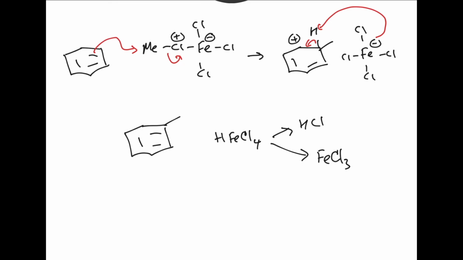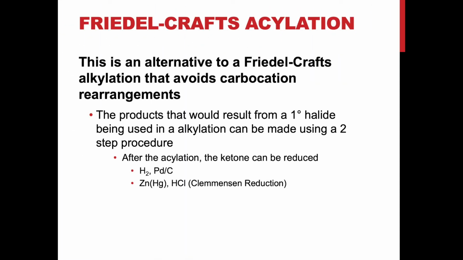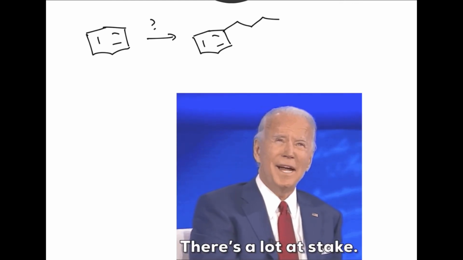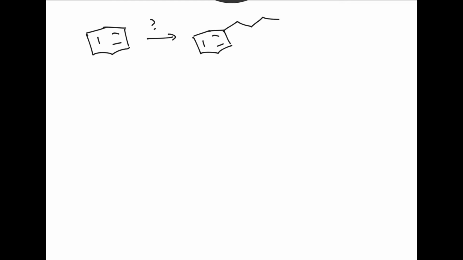Okay. Now, let's go back to butylbenzene. Let's say we really want to make butylbenzene. Let's say, I don't know, this is the cure for COVID right here, butylbenzene. And Joe Biden looks out at the world and goes, sophomore organic students, these are the best people to make this compound for us. You're our last hope.